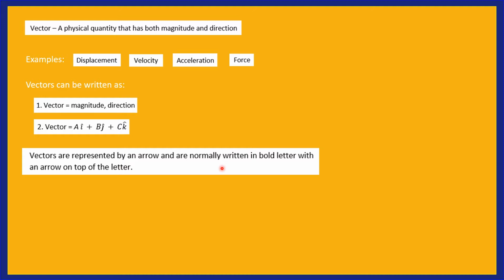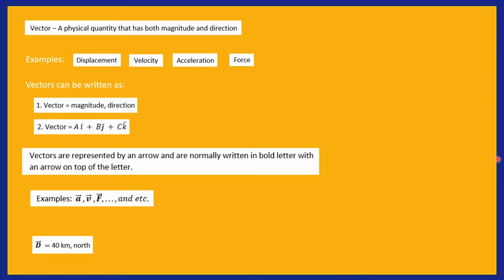Vectors are represented by an arrow, and they are normally written in a bold letter with an arrow on top of the letter. For example, for acceleration, we use A with an arrow on top. So we have velocity with an arrow on top, force with an arrow on top. Let's take displacement as an example.